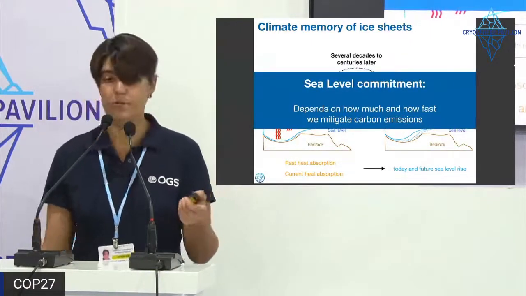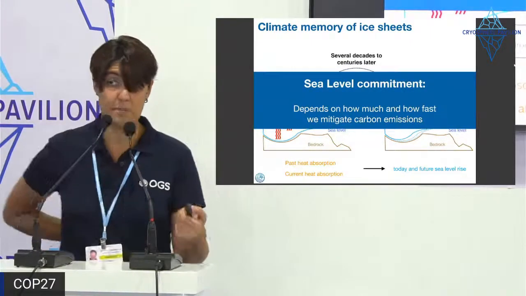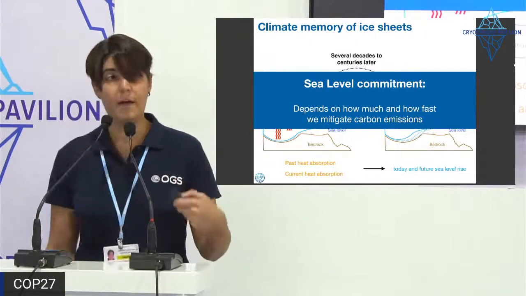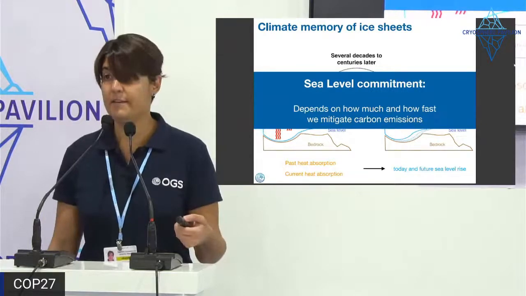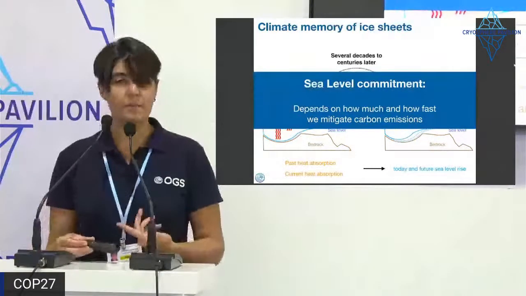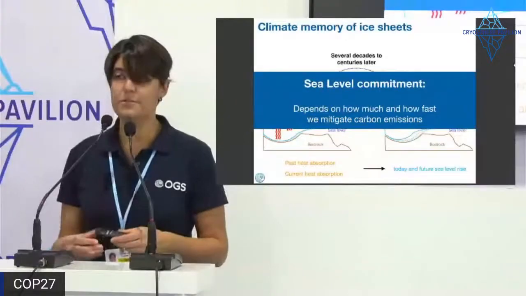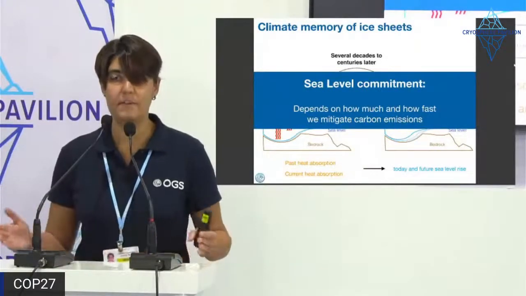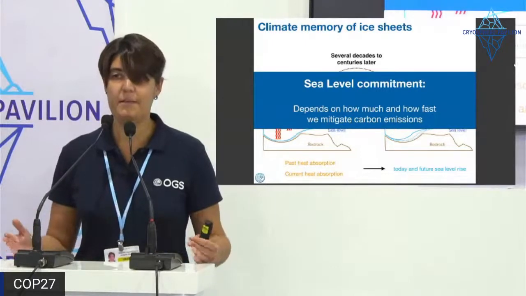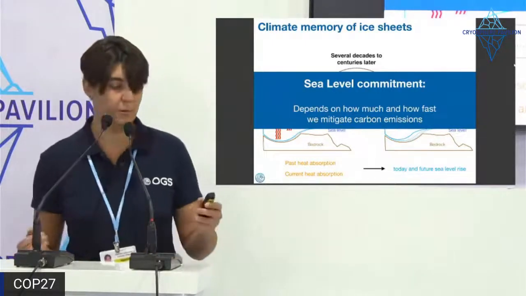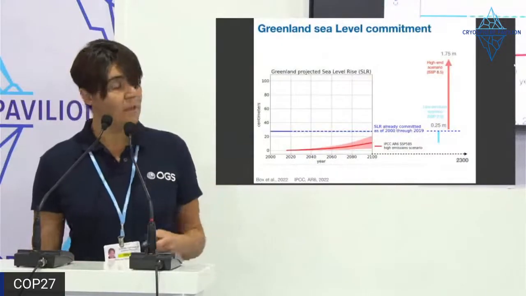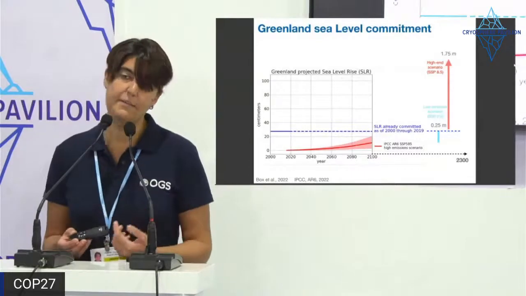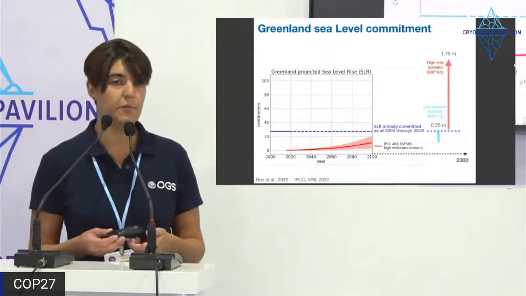And so this is where the concept of sea level commitments comes in. This depends very much on how fast and how much we mitigate our emissions. So we cannot avoid sea level rise right now. If you understood well, whatever our future is, we will have some sea level rise anyway. How much will depend on how fast and how much we mitigate our emissions. So those are some very recent results in the literature that illustrate a bit this concept.